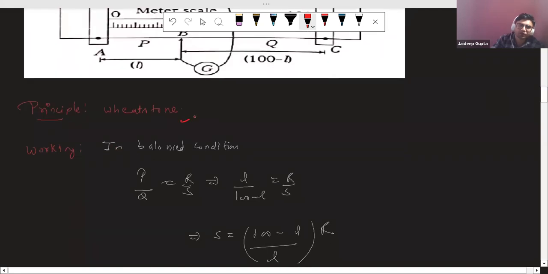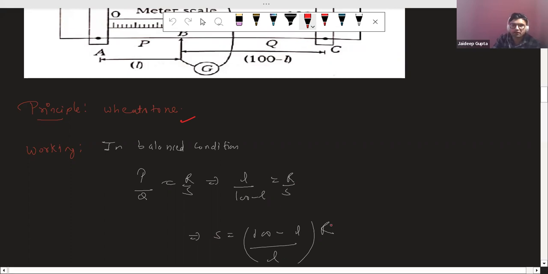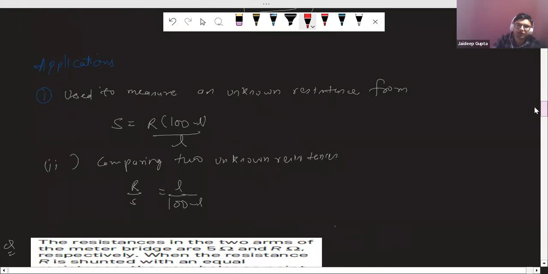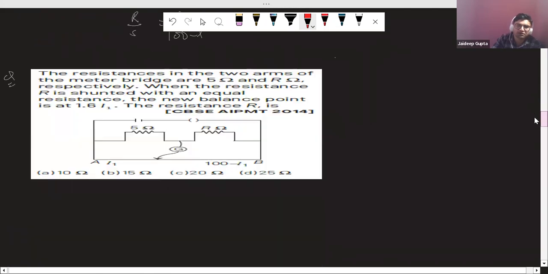The principle is Wheatstone bridge in balance condition, P over Q equals R over S. So L over 100 minus L equals R over S. If we have to calculate the unknown resistance, that is S, so S equals 100 minus L over L times R. The principle is Wheatstone bridge. Now application: to find out the unknown resistance and comparing two unknown resistances.